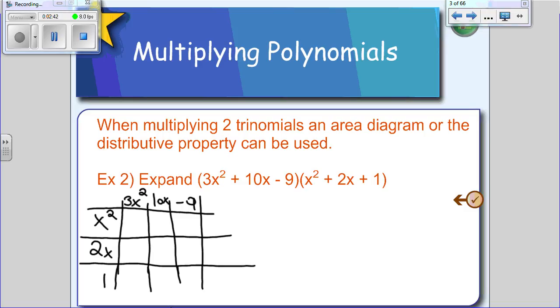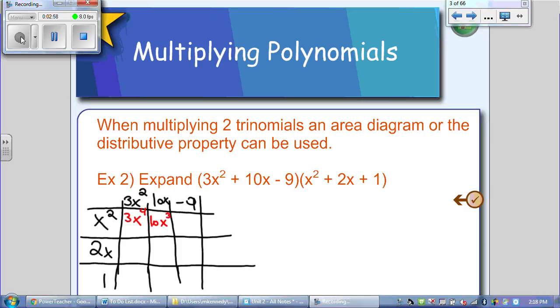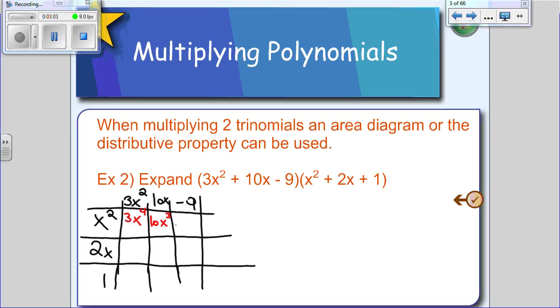So 3x squared times x squared will become 3x to the 4. You can add your exponents together. X squared times 10x is 10x cubed. X squared times negative 9 would be negative 9x squared. Three x squared times 2x, 6x cubed. Okay, coefficients go together, add your exponents. 2x times 10x would be 20x squared. 2x times negative 9, negative 18x.